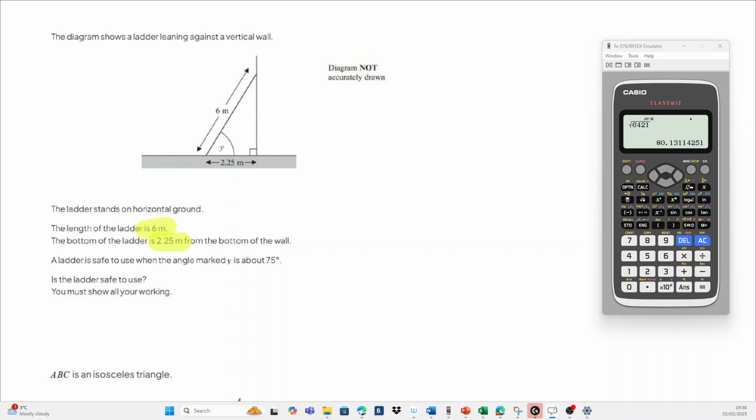A ladder is safe to use when the angle marked Y is about 75 degrees. So when this angle is about 75, it's safe to use. Is the ladder safe to use? Basically, you just want to go and get this angle here and compare it to 75. Okay, so because you've got a right angle triangle and an angle, definitely trigonometry.